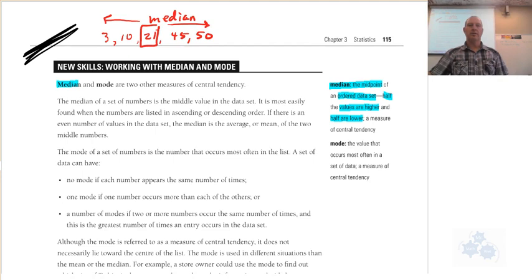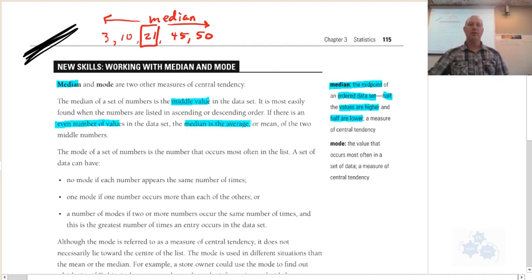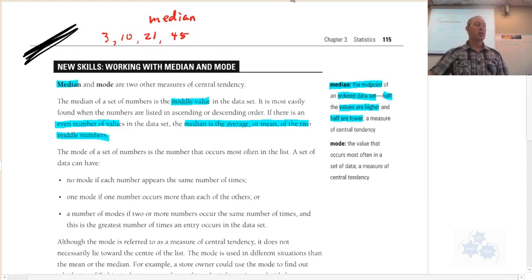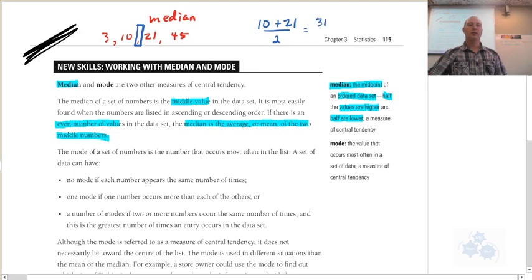Okay, so if there is an odd number of values, it's the middle number, but what happens if there is an even number? Well, the median then is the average, or the mean, of the two middle numbers. That's actually not that hard either, but it takes a little bit of work maybe. Let's say the list just looked like this. The median would be right in here somewhere. So we take 10, add 21, and divide by 2. That's 31 divided by 2, which is 15.5. Even though that number doesn't show up in the data set, this is now the median.